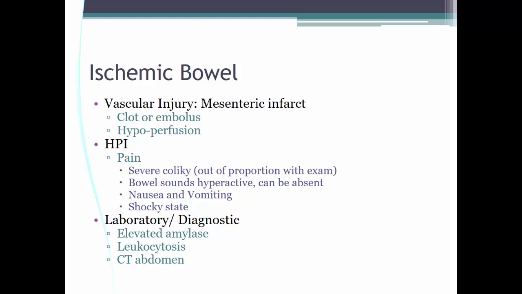Ischemic colitis mainly occurs in elderly population, and it's thought that the most common cause is atherosclerosis. But there are other major causes. If it's acute, for example, it's related to a clot or an embolus, or if it's chronic, it tends to be due to hypoperfusion, and that's again called mesenteric ischemia.